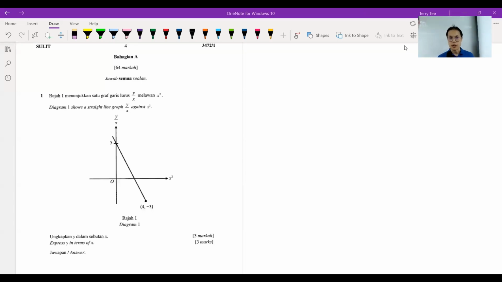This is from the chapter Hukum linear law, right? Rajah menunjukkan satu graf garis lurus y over x melawan x square. So you're supposed to ungkapkan y dalam sebutan x. So first thing is we find out the gradient, keturunan. We know this coordinate over here is actually 0, 5. So my gradient of my keturunan is 5 minus 3.